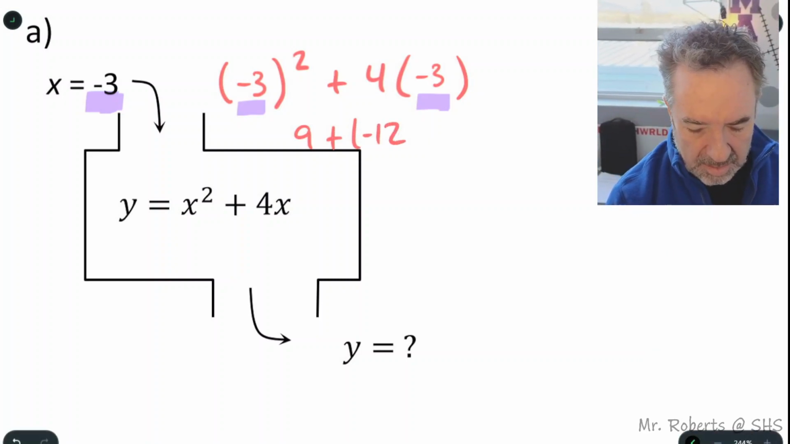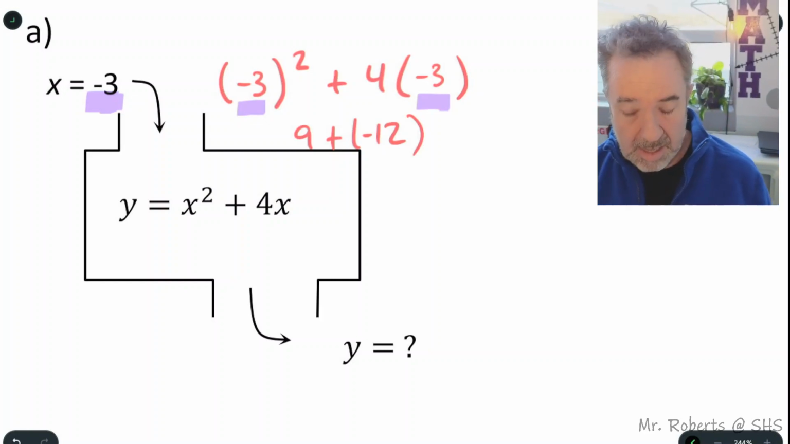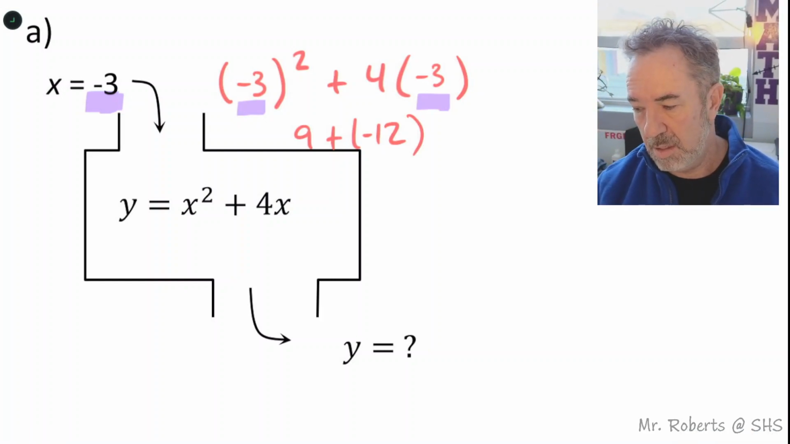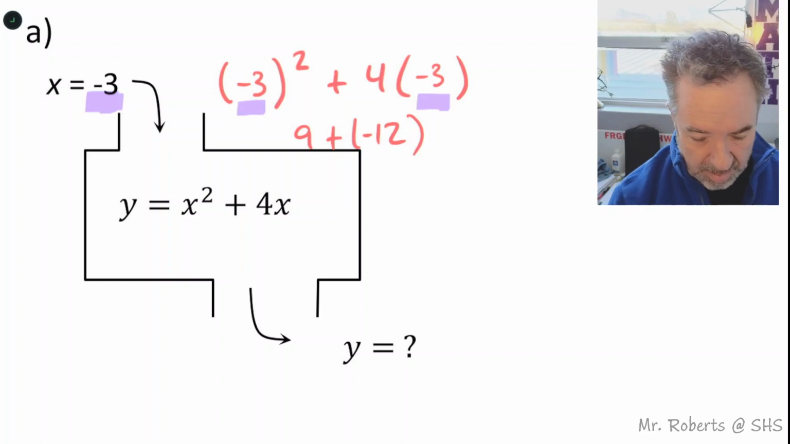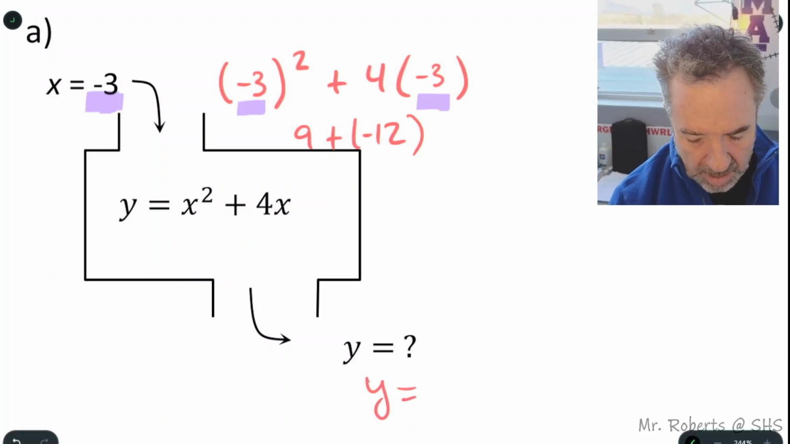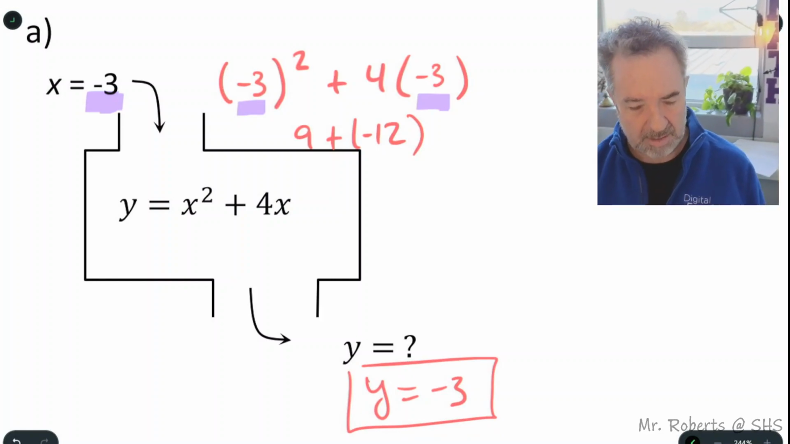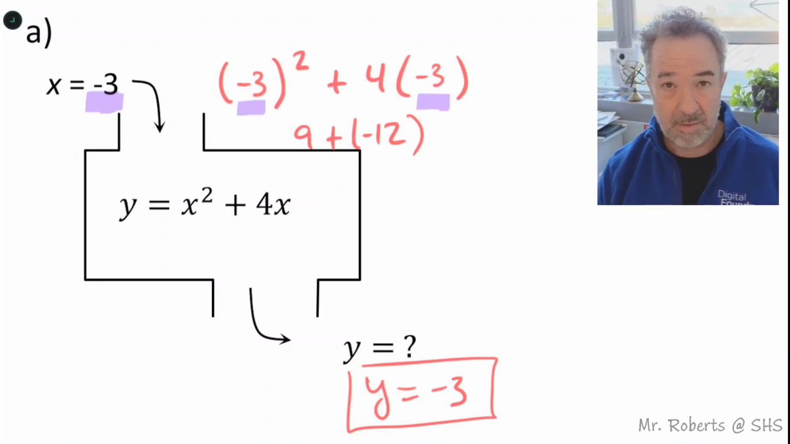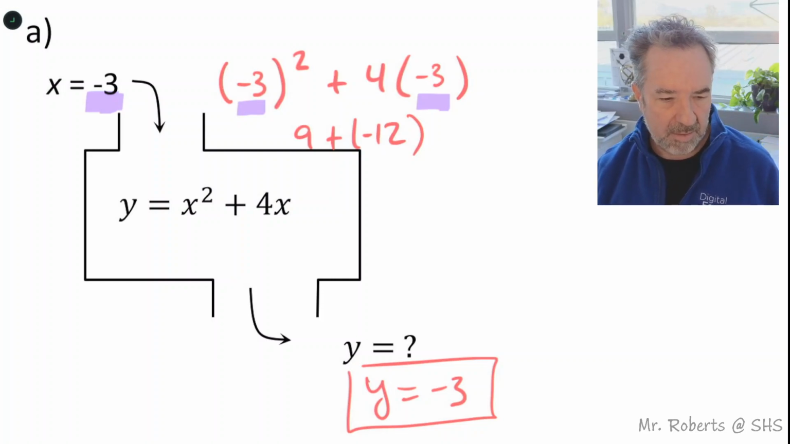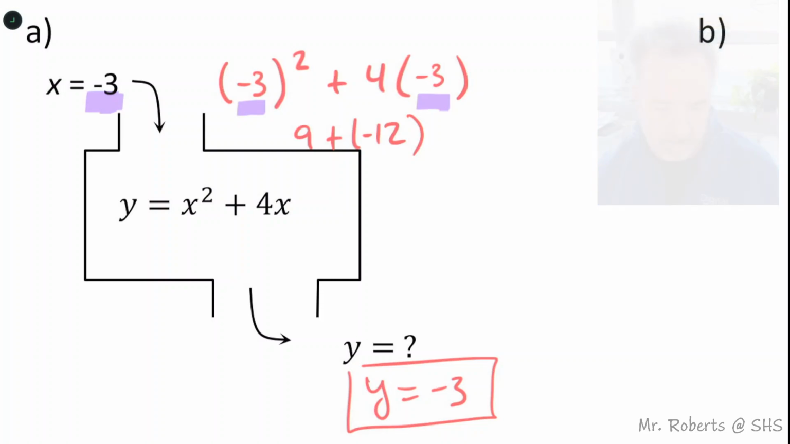So this is 9 plus -12, which is -3. So y will equal -3 when -3 is passed to this function. That's interesting. Y equals -3 when -3 is passed to this function. Let's look at the next question.